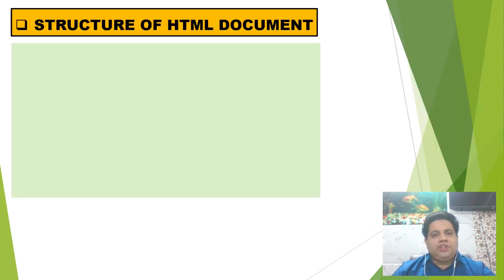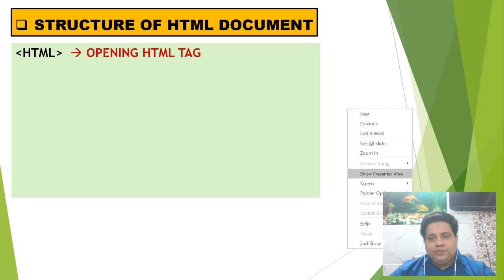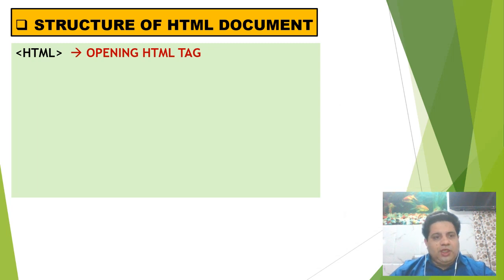Now let's see the structure of HTML document. The first tag we write in HTML document is HTML tag. See, the command name is HTML and we have written it within less than and greater than sign. This is angular brackets. So this is known as tag. So it is the opening HTML tag. All the HTML programs begin with this HTML tag.